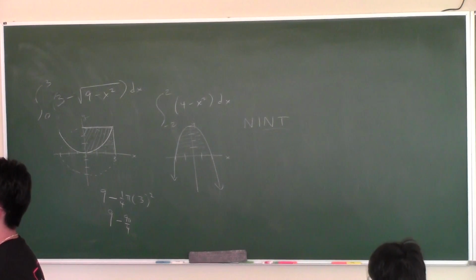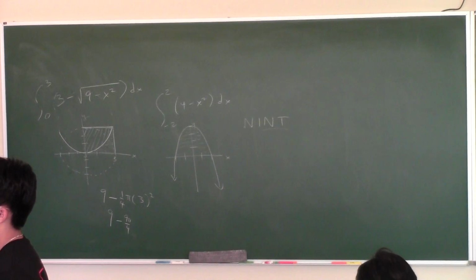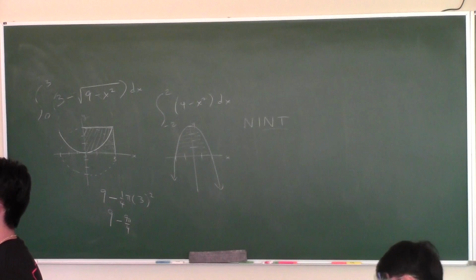Do I need parentheses just to be safe? 4 minus, where's the x button? Oh, x squared. And then what do I put in this? X. You always have to have a dx because that's like the width of the rectangle. And then you press the right arrow to get out of it. Press the enter button, boom, and there you go.